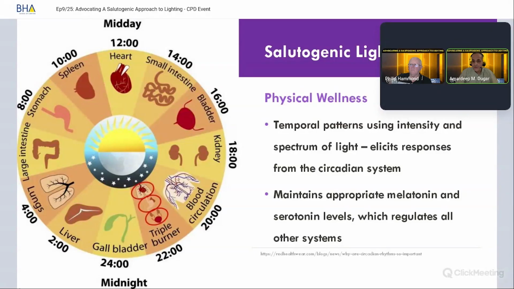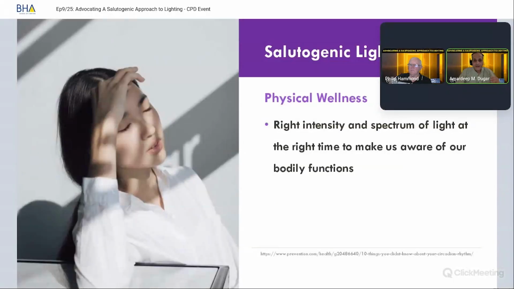So what we're trying to summarize here is that the right intensity and the right spectrum of light at the right time can enable us to be aware of our bodily functions. If you're doing something, we need the lighting to make us aware that yes, this is the time to sleep. This is the time to wake up. This is probably the time to go have lunch. This is probably the time to go have a cup of coffee. If lighting can start providing these little cues, then your physical wellness comes into play and you're aware of your bodily functions through lighting.